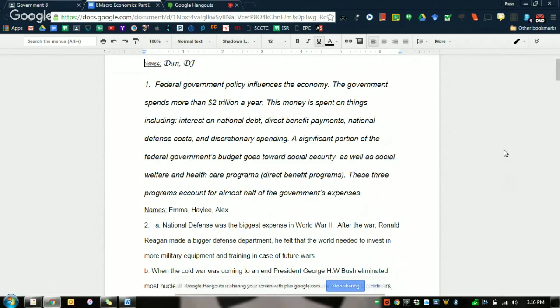The government does spend more than $2 trillion a year, and that seems like quite a bit of money, and it definitely is. Our national debt is currently just over 19 trillion. It's spent on a lot of things, including the national debt, direct benefit payments, which are payments for things like Social Security or Medicare, those social insurance taxes that we talked about in part one, and national defense costs.